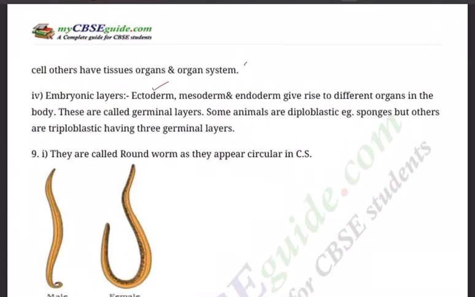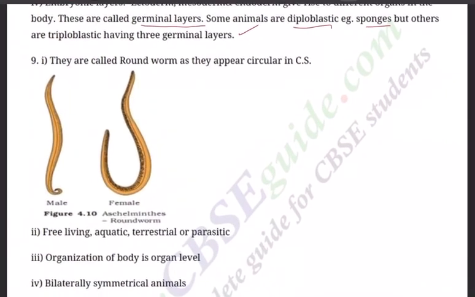And embryonic layers, just now I said, three layers: ectoderm, mesoderm, endoderm. If all three are there, we say triploblastic. Only two are there, diploblastic. Only one is there, mono. So they give rise to different organs in the body. These are called germinal layers. Some animals are diploblastic like sponges, but others are triploblastic, having three germinal layers, including us.